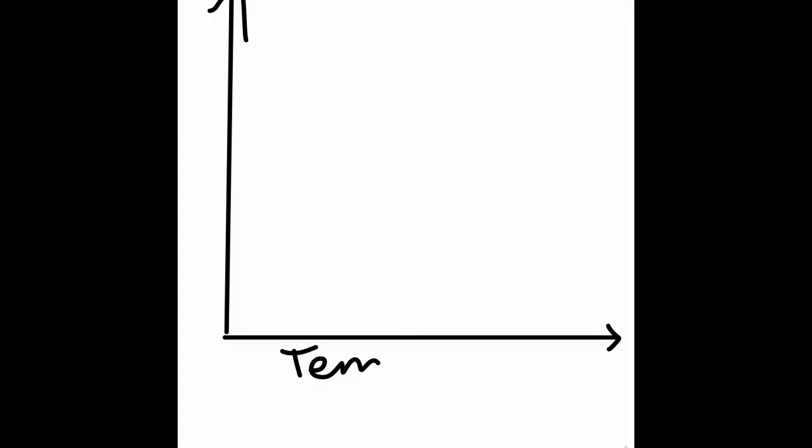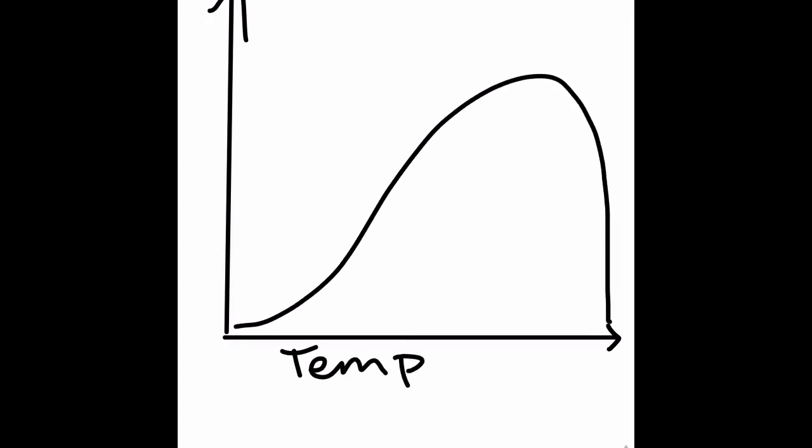Enzyme activity is affected by temperature. This graph shows that at a certain temperature, the enzymes are denatured, and there are more collisions happening at an ideal temperature for the enzyme. This differs depending on the enzyme.